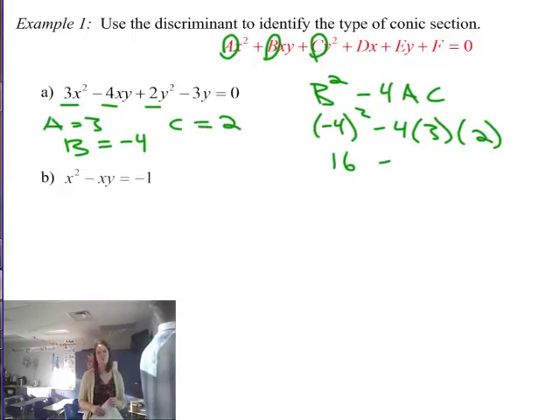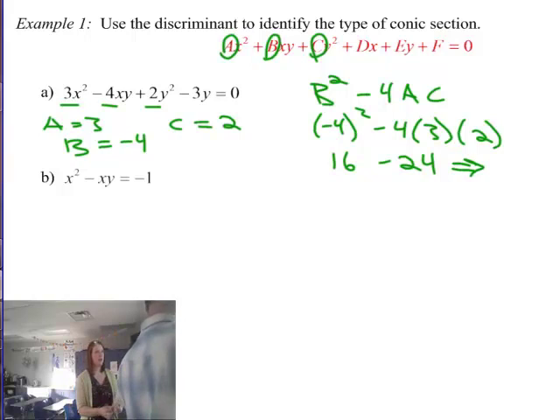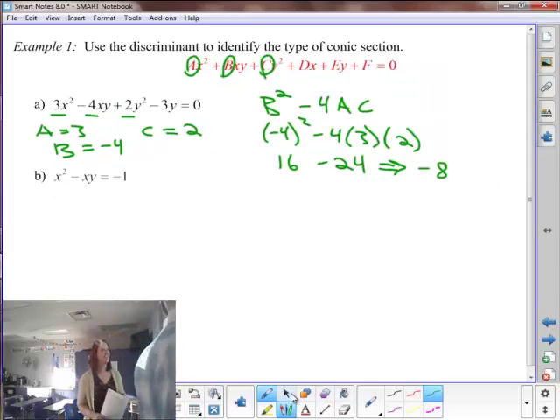12 times 2, 24? On a good day, right? So how about -8? Thank you. Feels like Monday. So negative is my answer, and I'm done. So what does this tell us about the shape?